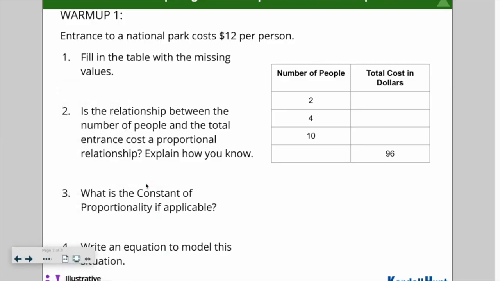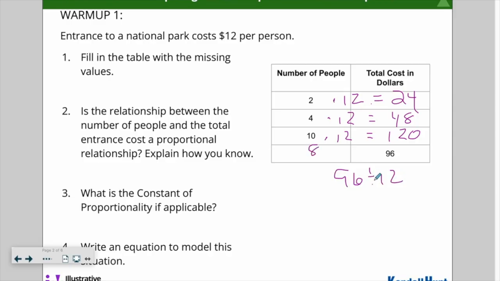So for 2 people, we're going to do 2 times 12 and get $24. 4 times 12 is $48. 10 times 12 is going to be $120. And now I need to find the number of people. So if I do 96 divided by 12, we end up with 8 people.